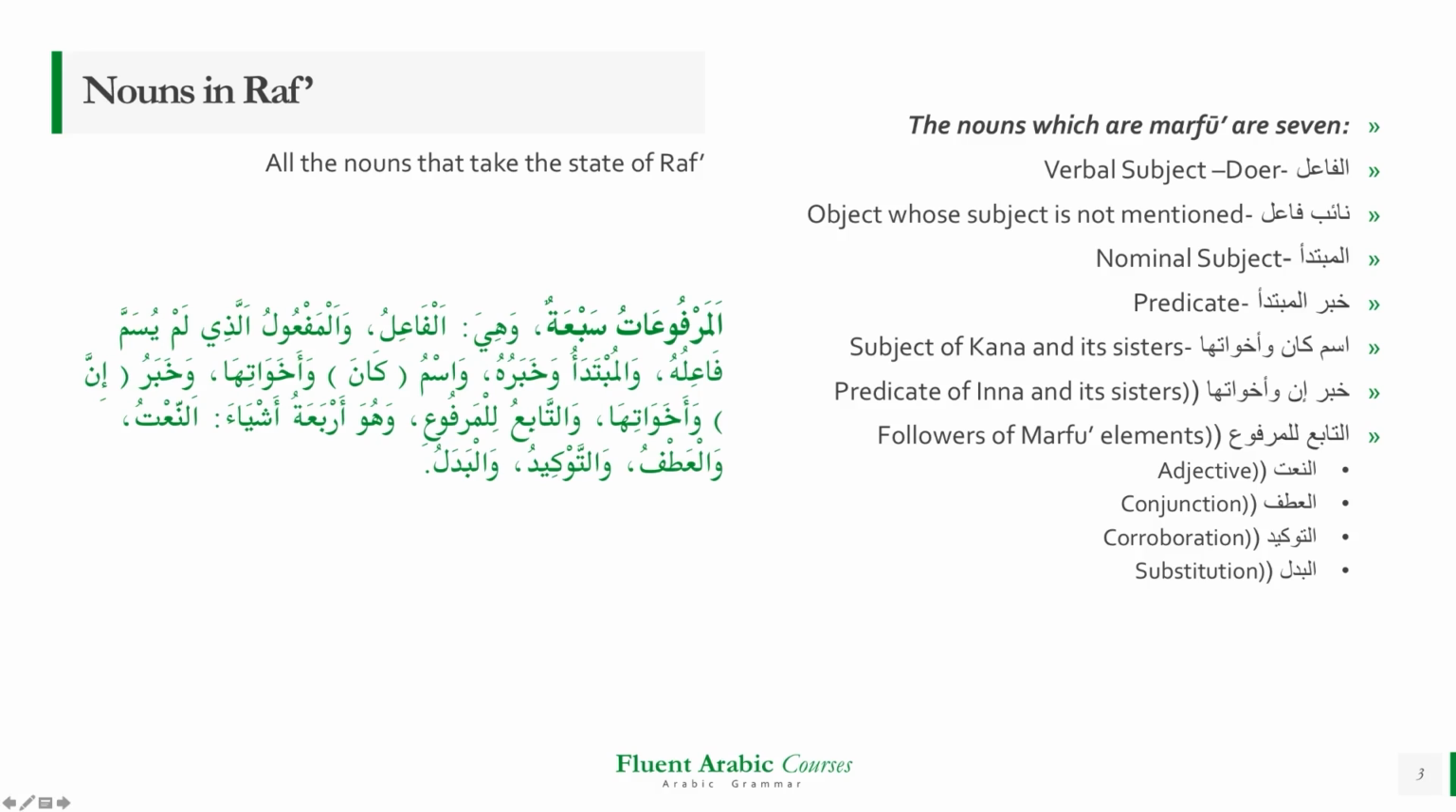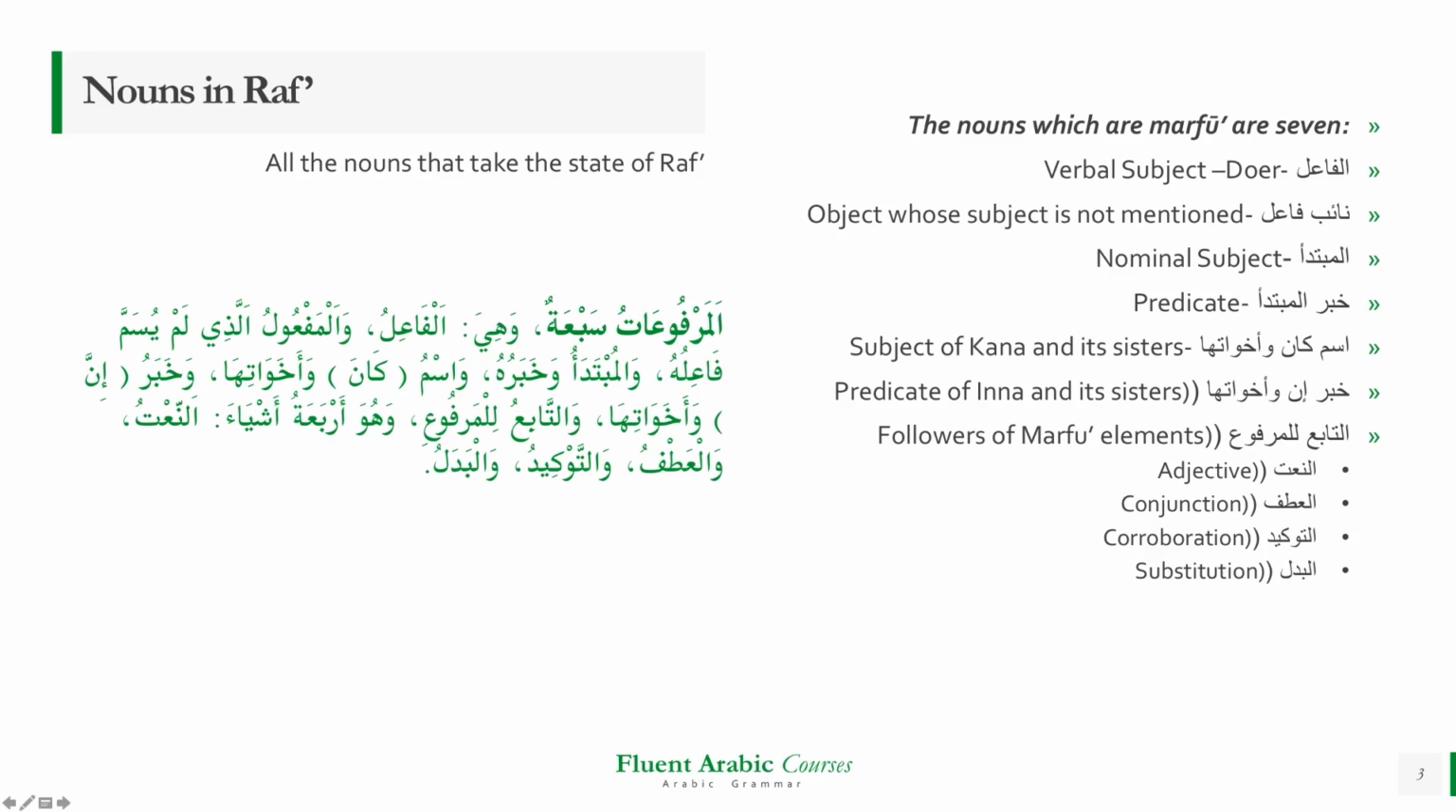The second one is na'ib fa'il, which is the object whose subject is not mentioned. The mubtada, which is the nominal subject. Khabarul mubtada is the predicate. Ismu kana wa akhwatiha, kana and the sisters. Khabaru inna wa akhwatiha, the predicate of inna and its sisters.